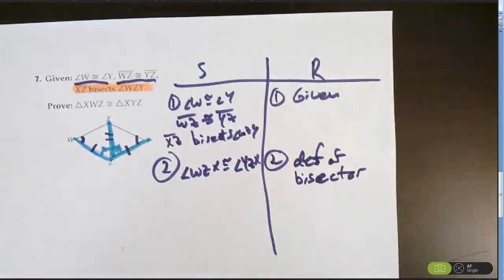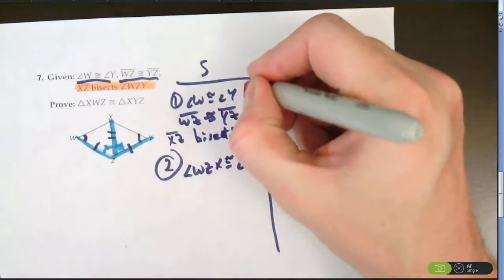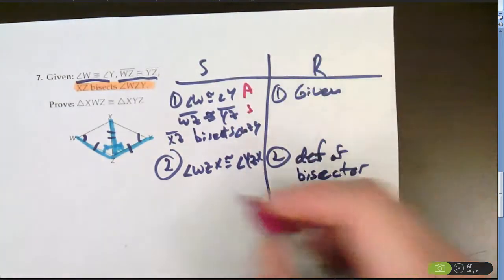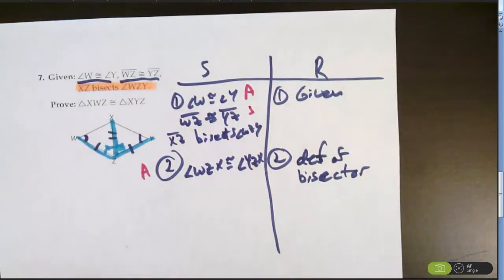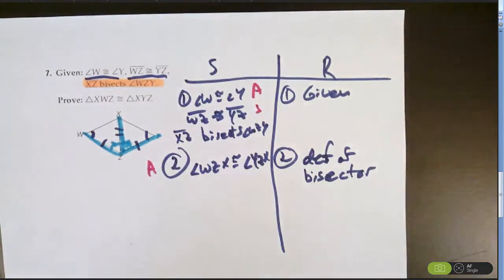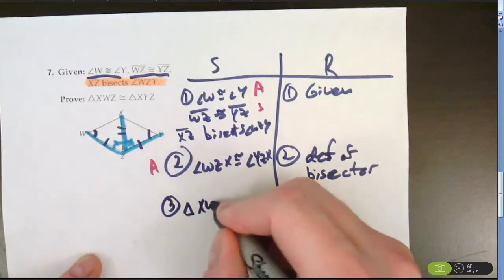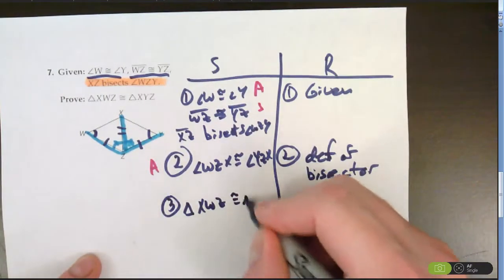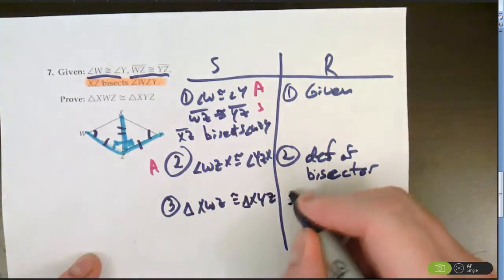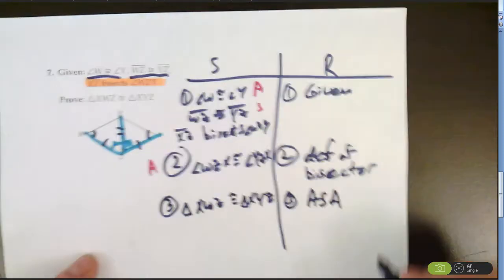So now again, I'm going to use a different color to kind of highlight this. We had our pair of angles up here, we had a pair of sides here, we had our other pair of angles here. So we have angle, side, angle. So now step 3, we're done. Triangle XWZ is congruent to triangle XYZ, by angle, side, angle.